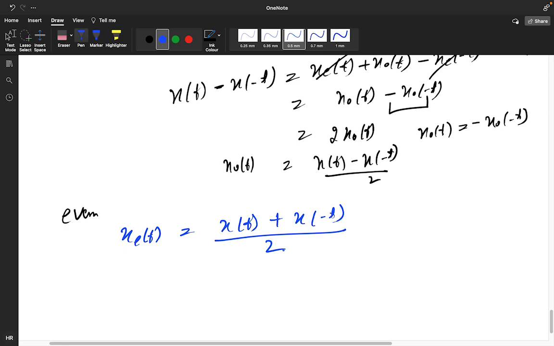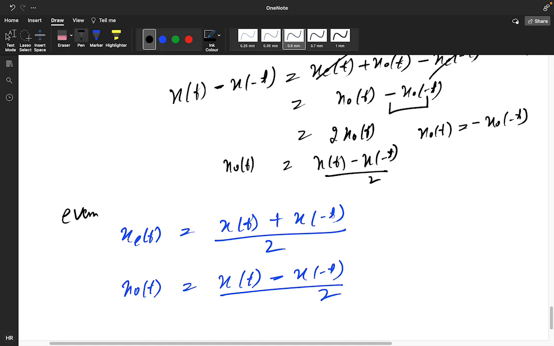And if you want to find the x odd signal, what will you do? X odd signal, what will you do, guys? X of t minus x of minus t divided by 2. X odd signal is nothing but x of t minus x of minus t divided by 2. So this is the important formula.